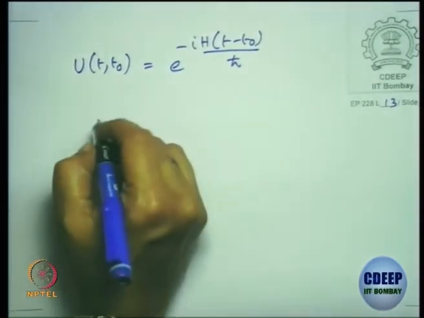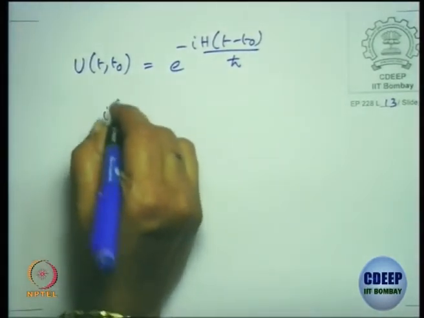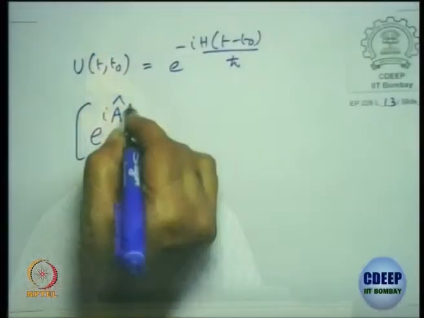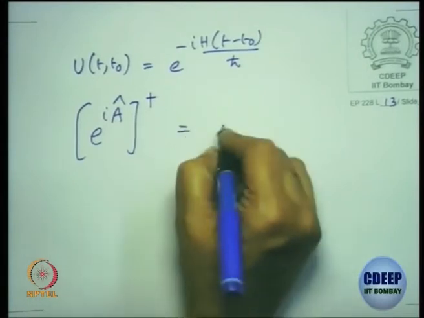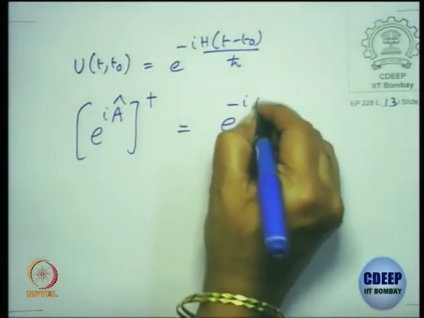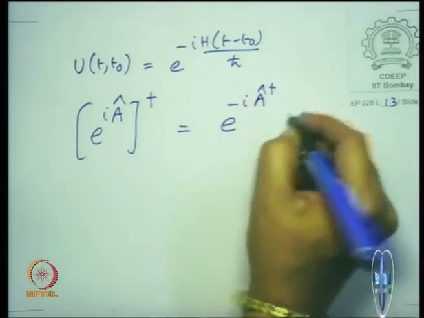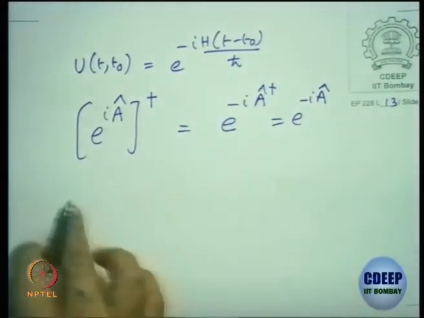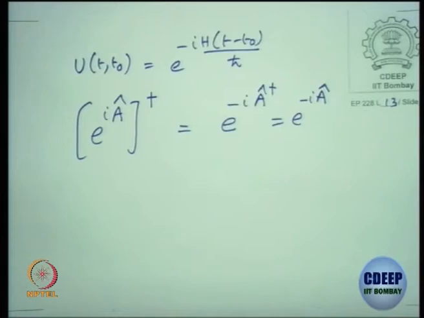It has this property that, by the way, for e to the power of i A hat, where A hat corresponds to an observable, A hat is equal to A hat dagger. If I take the dagger of this, it will give you e to the power of minus i A dagger, but A dagger is the same as A, right? So this is not Hermitian. So the exponential of i times a Hermitian operator is not a Hermitian operator.